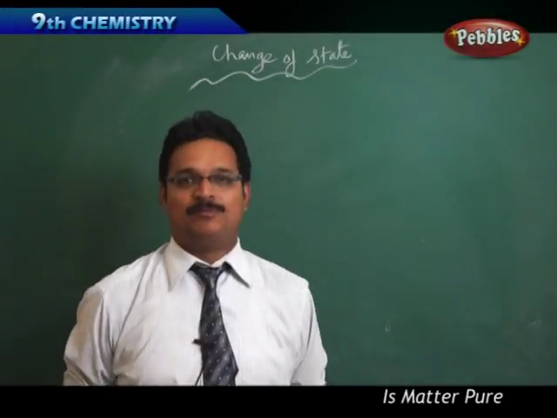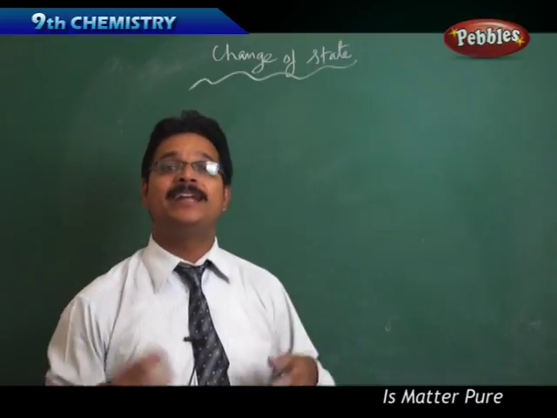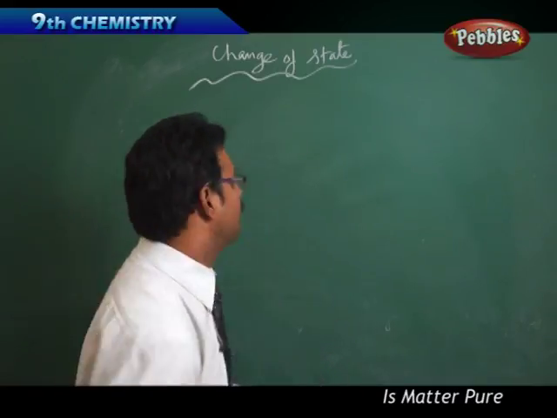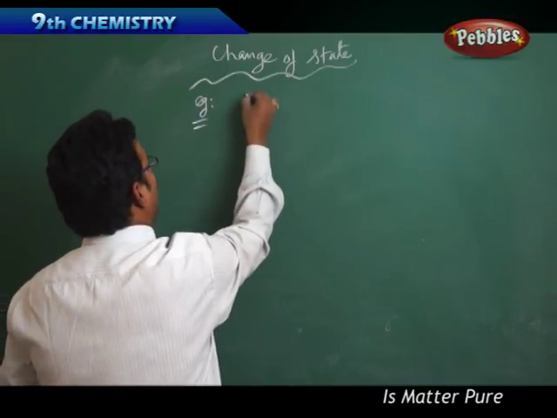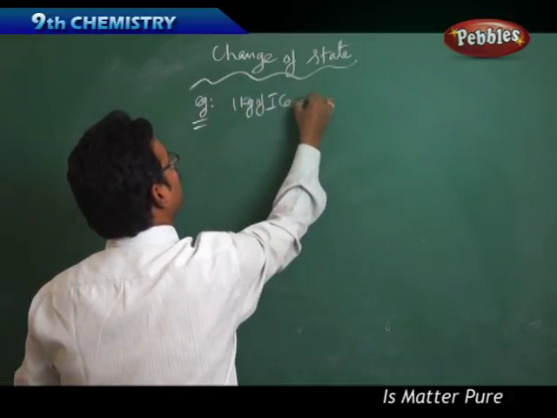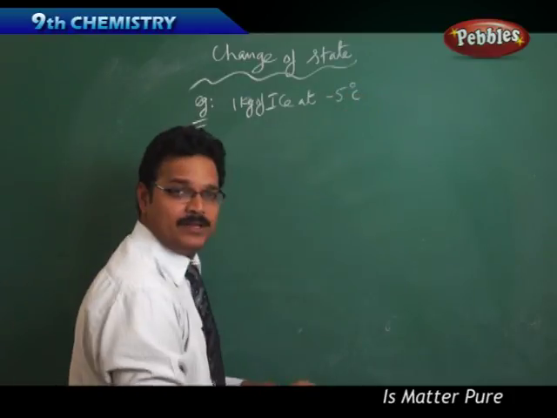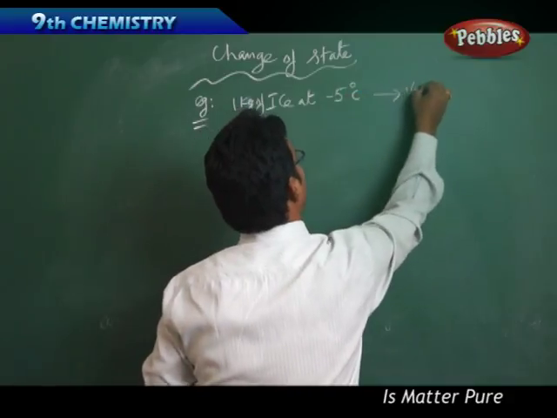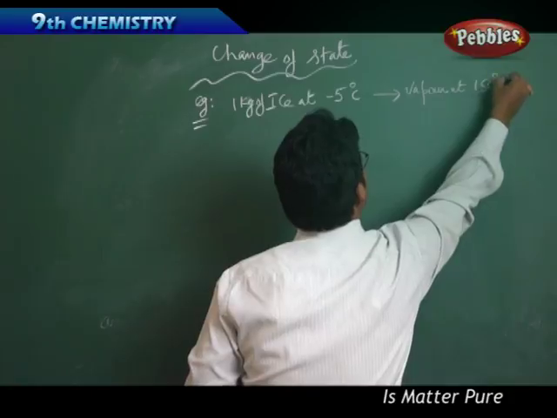Let me tell you another example to understand better the specific heats, latent heat of fusion and latent heat of vaporization. This is an example given here. Take 1 kg of ice which is at minus 5 degrees Celsius and you want to convert it to vapor at 150 degrees Celsius.